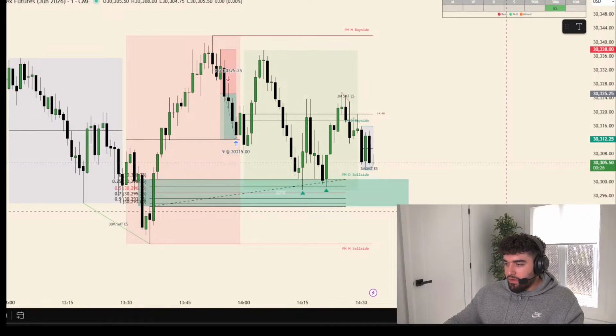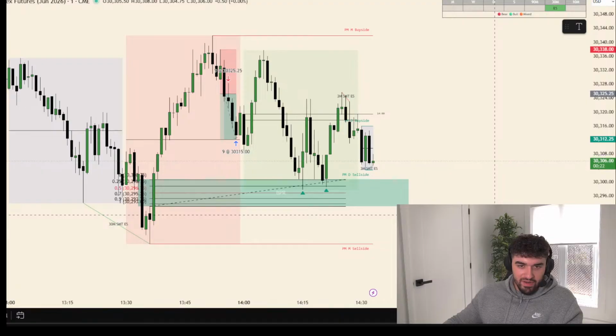Yeah, the range is becoming tighter. It's not fun when it does that. It burns both sides, you know? Seek and destroy.